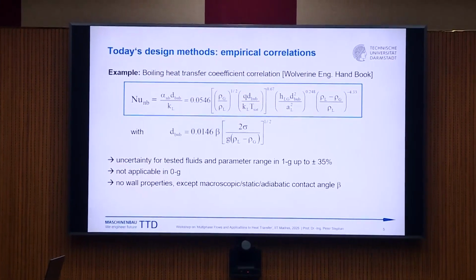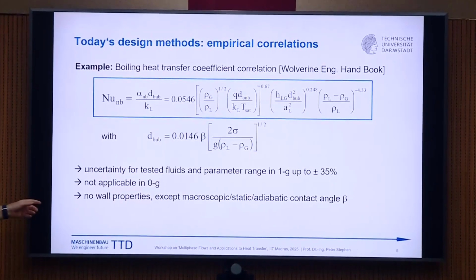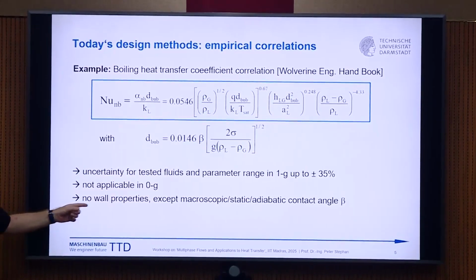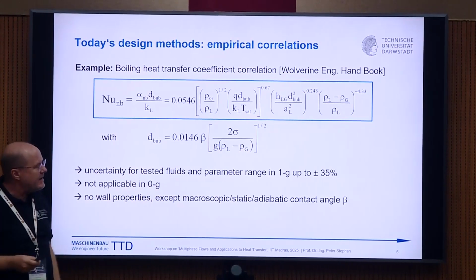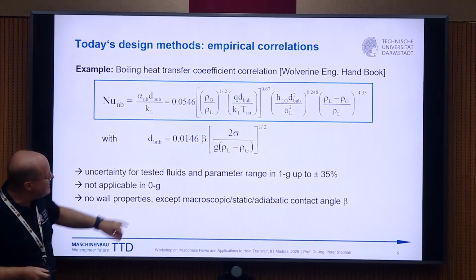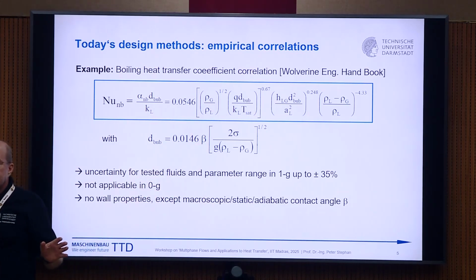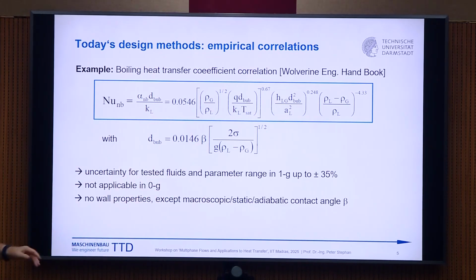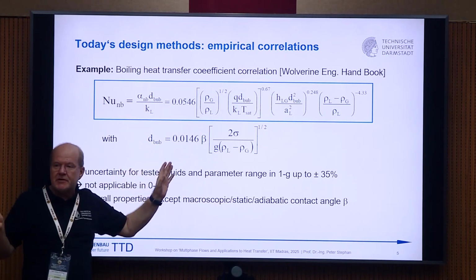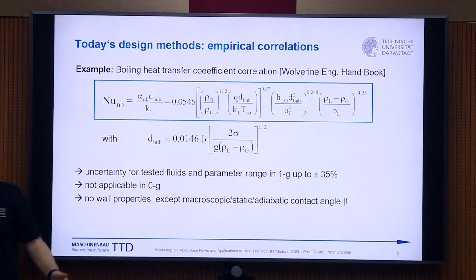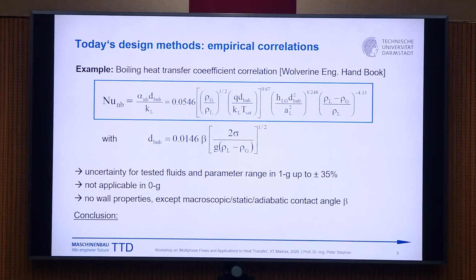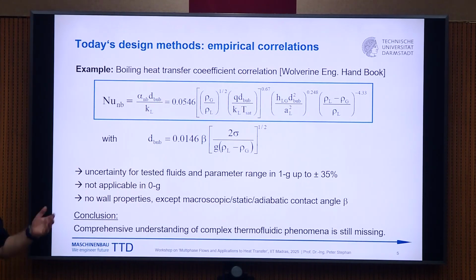So for space applications, and what you also see, there are no wall properties except the macroscopic, static, and adiabatic contact angle, which is beta here. No wall interaction, only fluid parameters, and that's the single parameter which has something to do with the wall. And that is insufficient, definitely insufficient. So what we can learn from that, comprehensive understanding of complex thermofluidic phenomena is still missing, even though there are decades of boiling research.